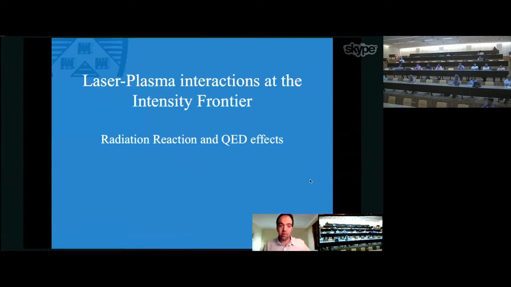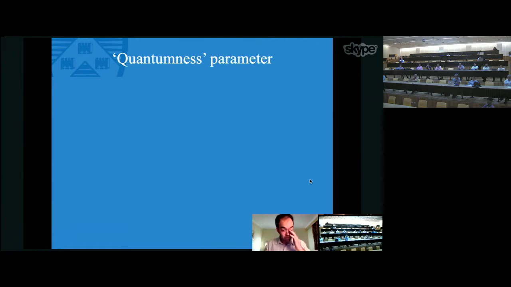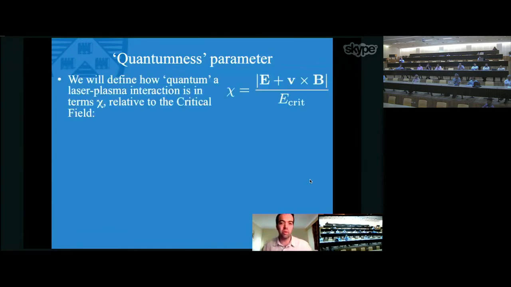So I'll start by talking a little bit about laser plasma interactions at the intensity frontier. And from my perspective, the interesting parameter is this quantum parameter chi. And I define it here as being the strength of the field, be it electric or magnetic or laser field in this case, relative to some critical field, often known as the Schwinger limit.